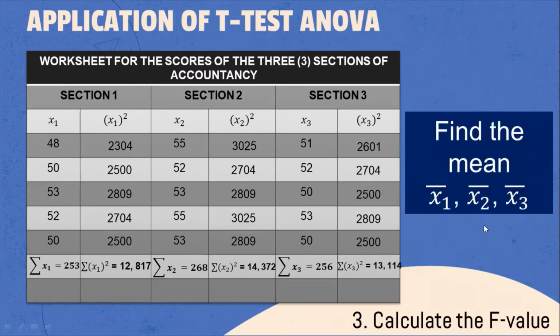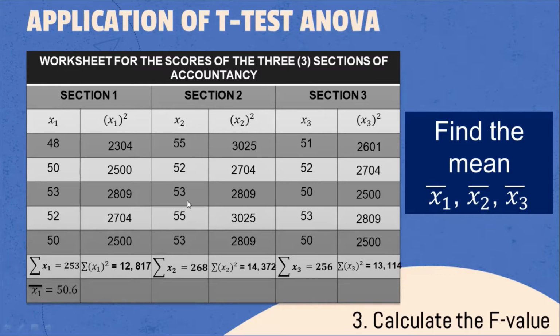Next one, find the mean of x sub 1, the mean of x sub 2, and the mean of x sub 3 by simply dividing 253 by how many frequencies we have for the first group: 1, 2, 3, 4, 5. 253 divided by 5. The mean for x sub 1 is equal to 50.6. That is adding all these values, 48 plus 50 plus 53 plus 52 plus 50, which is 253, divided by 5, 50.6.